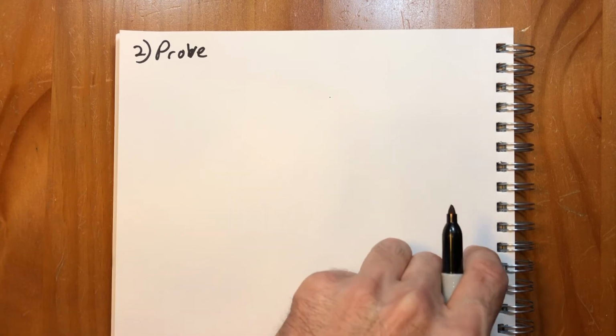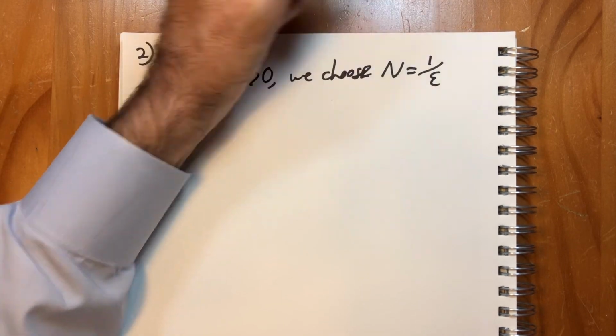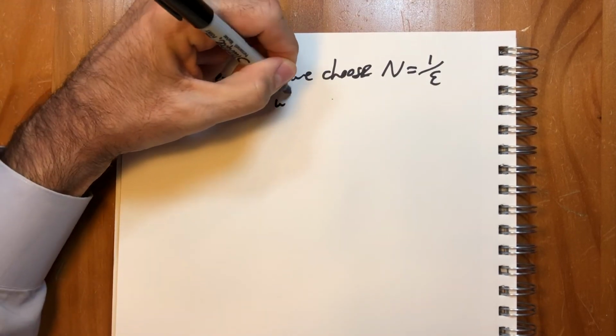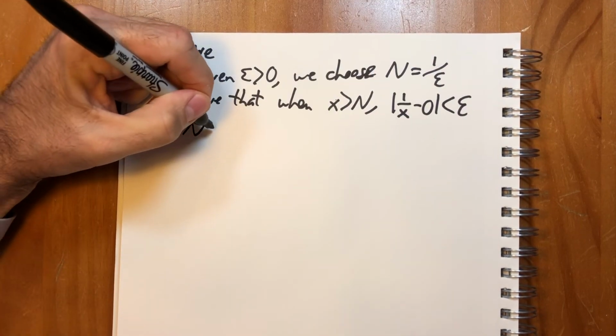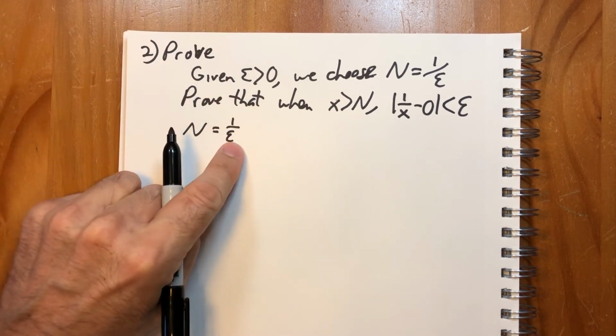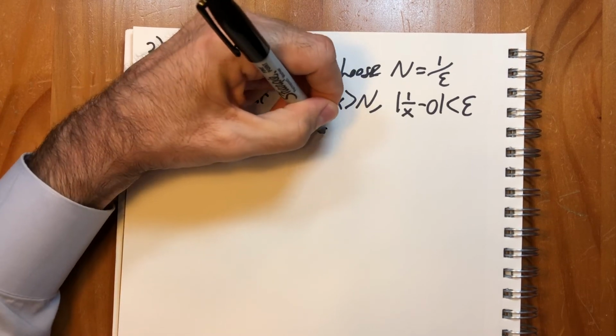So let's prove that works. Remember, what we're looking for is actually a rule such that whatever epsilon you give us, I can plug your epsilon into my rule and give you an n that will make our statement true. Okay, so given epsilon greater than 0, we choose n equals 1 over epsilon. So now we have to prove that when x is greater than n, the absolute value of 1 over x minus 0 is less than epsilon. So first of all, if n equals 1 over epsilon, we can multiply both sides, divide both sides again, and we get that 1 over n equals epsilon.